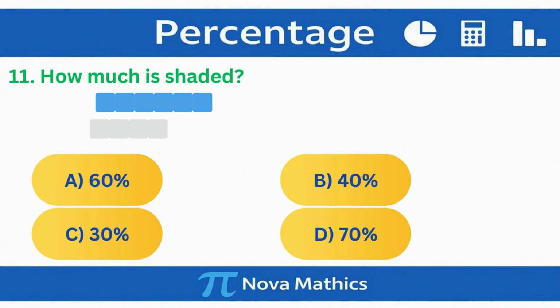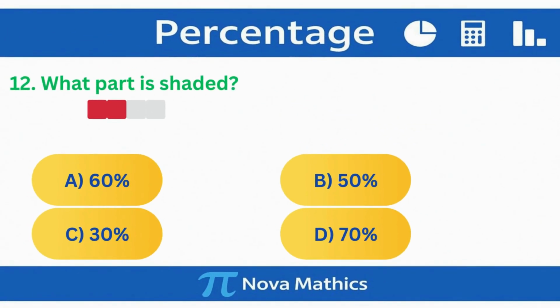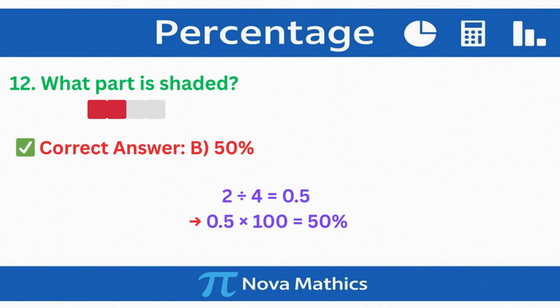11. How much is shaded? Correct answer is 60%. 6 out of 10 is 60%. 12. What part is shaded? Correct answer is 50%. 2 out of 4 means half. That's 50%.